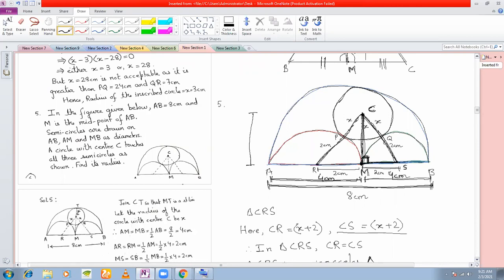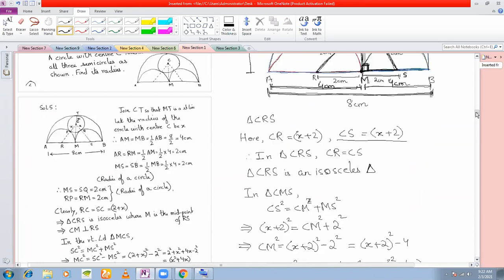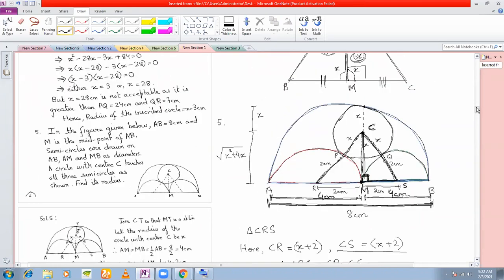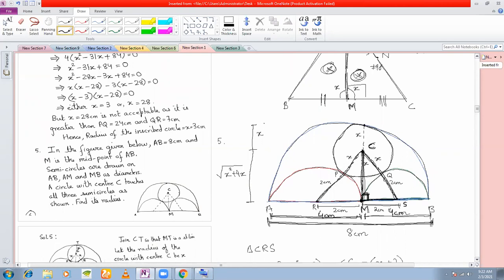Now, once we have managed to find out this length, we know that the radius of this circle is x. So what you do is you produce this straight line so that it meets the point of contact here. That means this must also be x. So this length is x, and this length we have found out to be root over of x square plus 4x. This is what we have found out. Okay. So that means what should be the entire length here? This entire length.